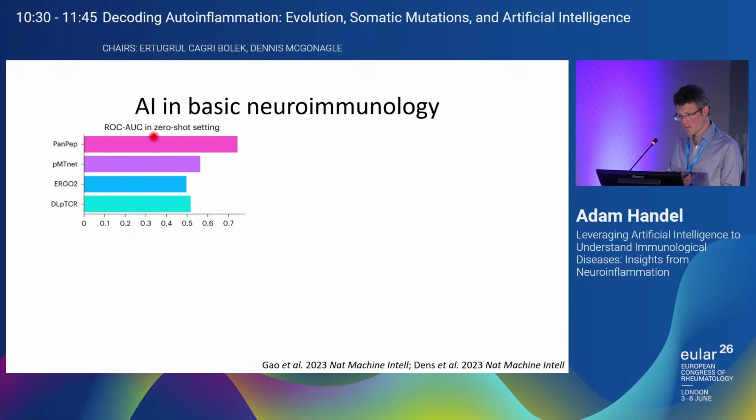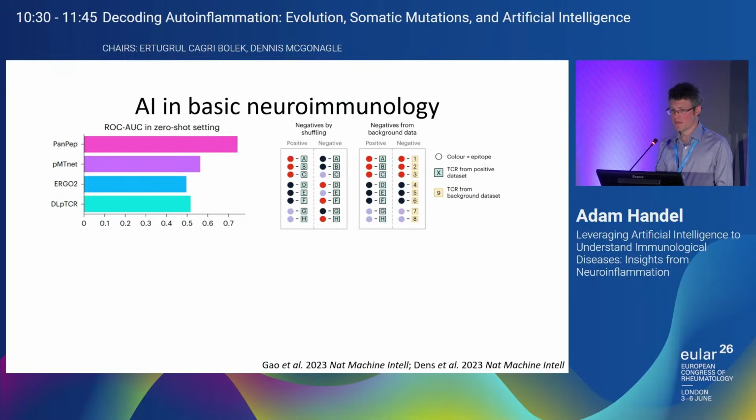So there were some earlier hopes. So this is a pan-PEP. This was a TCR peptide MHC prediction. And the reason I put this in is it shows one of the perils of these papers when you think about how you train them up.